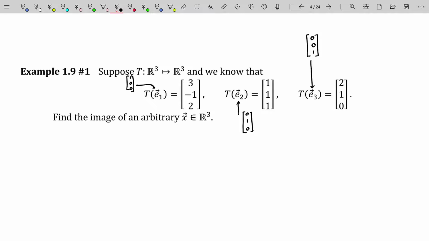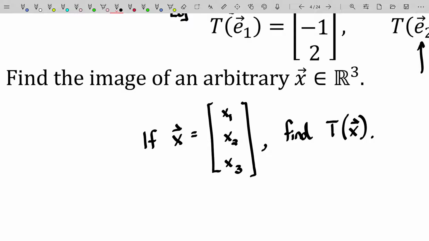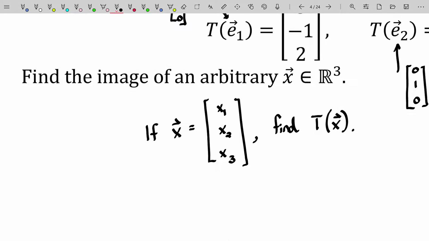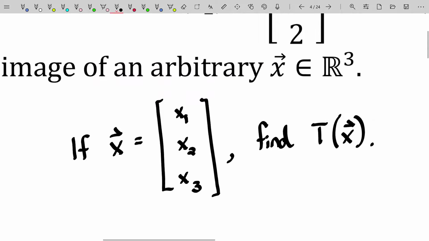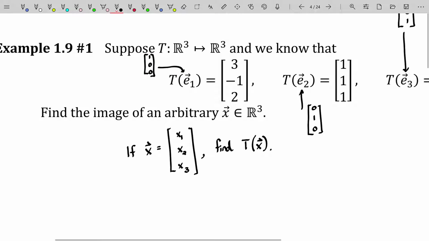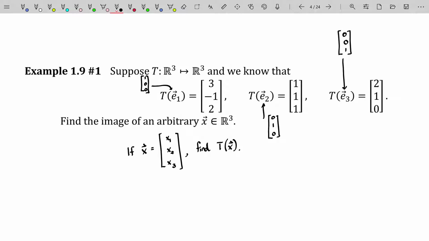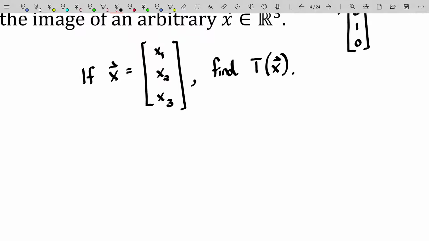Now the question here, or our task, is to find the image of an arbitrary input from R cubed. That is, if x is that vector right there, (x sub 1, x sub 2, x sub 3), our task is to find the image of that x. Well, the trick to this is writing that vector x in terms of sums of these elementary vectors e sub 1, e sub 2, and e sub 3, which for now I'm just going to call the basis vectors for R cubed. So let's go ahead and start there.